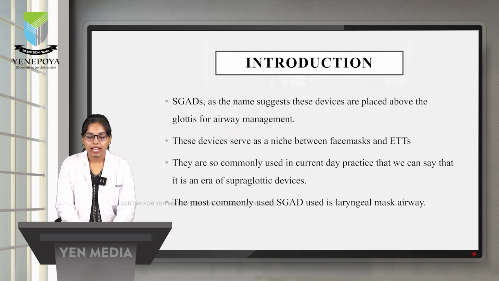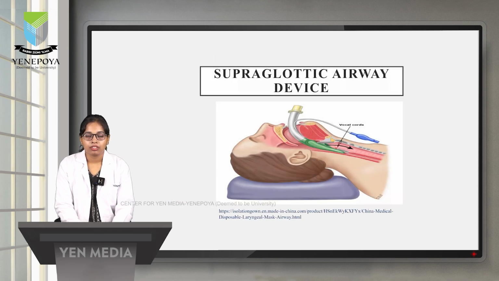Introduction. As the name suggests, supraglottic airway devices are placed above the glottis for airway management. These devices serve as a niche between face mask and endotracheal tubes. They are commonly used in current day practice; we can say that it is an era of supraglottic airway devices. The most commonly used supraglottic airway device is the laryngeal mask airway. So this is the picture of a supraglottic airway device placed in the glottic region.